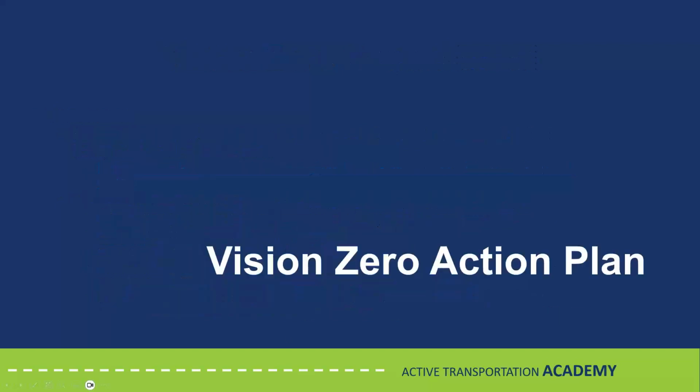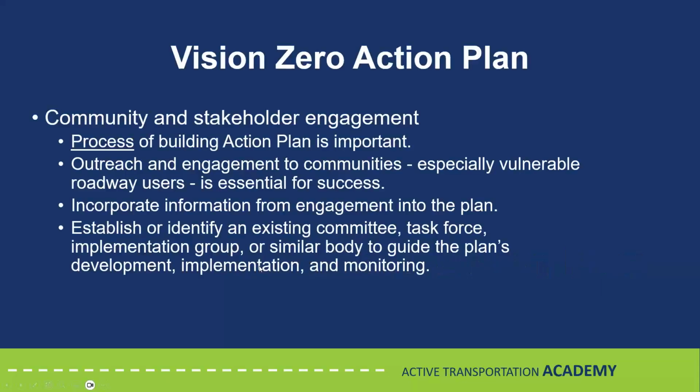We've talked about the 10 core components of Vision Zero communities, so let's look at how those play out in an actual Vision Zero action plan. You'll remember from the core elements that stakeholder and community engagement is key to a successful Vision Zero community and therefore to the writing of your Vision Zero action plan.